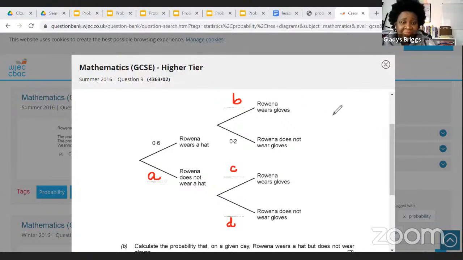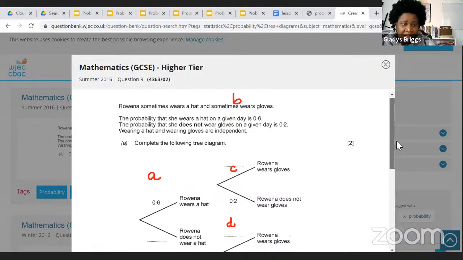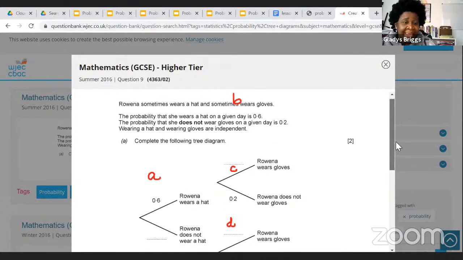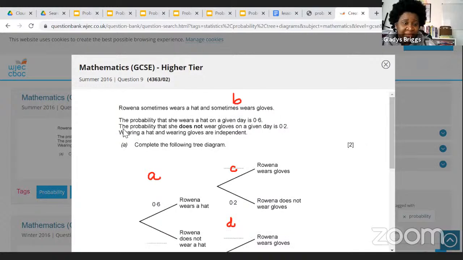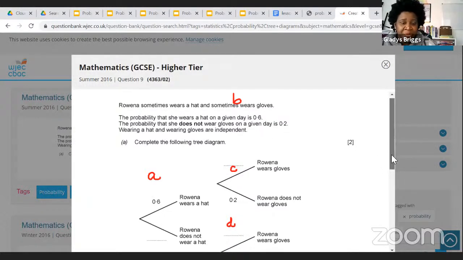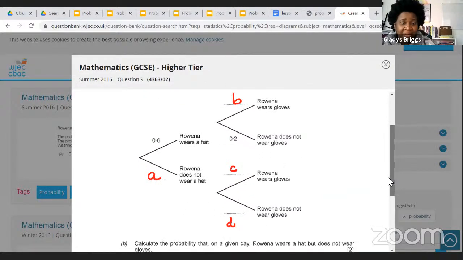Remember, the question says they are independent events, yeah? They are not dependent on each other. The probability that she wears a hat on a given day is 0.6. The probability that she does not wear gloves is 0.2. So it's almost like saying with replacement. They're independent of each other.